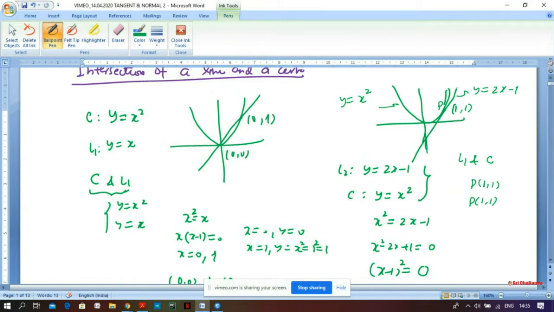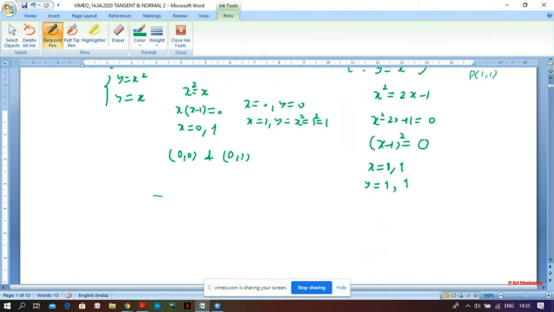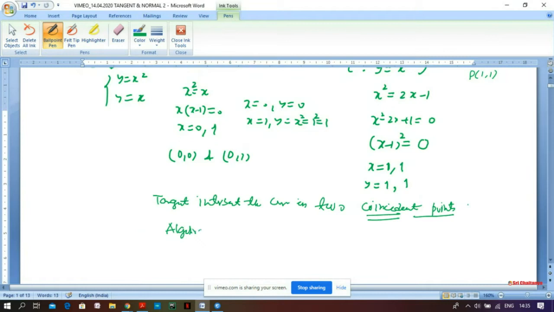Here we say that this line is a tangent to this curve. It means the tangent intersects the curve in two coincident points. Coincident points means the points are just coinciding with each other. And that was geometrically; algebraically, we will say that this implies that the roots are repeated.